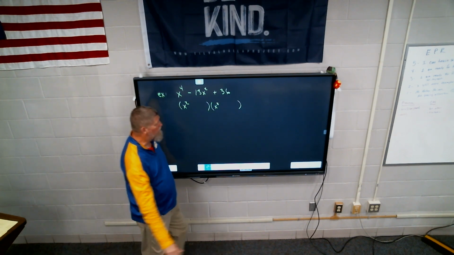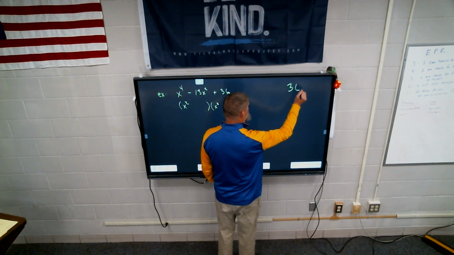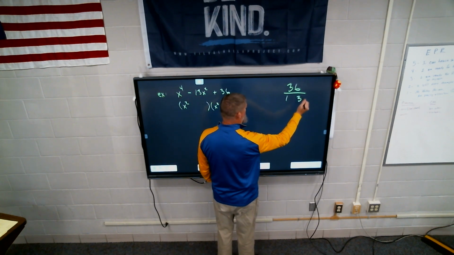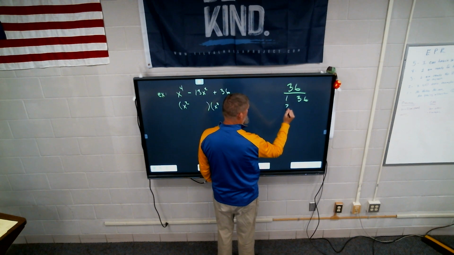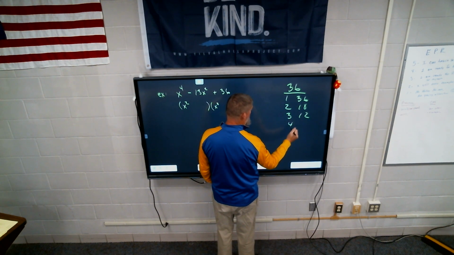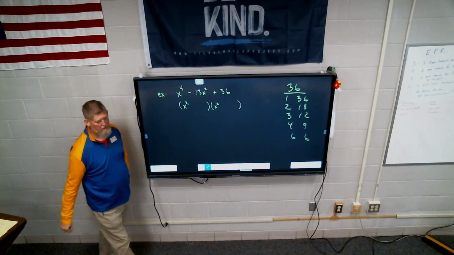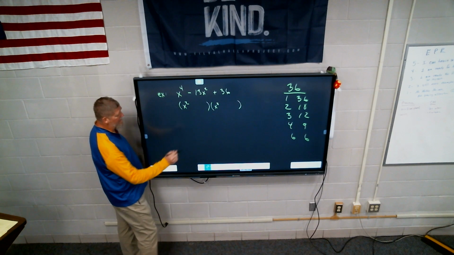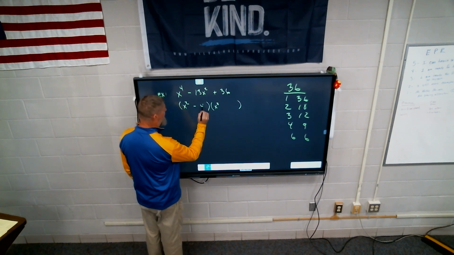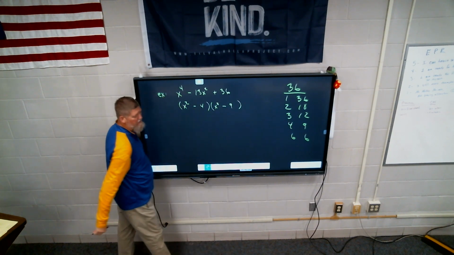All right. What are my factors of 36? What multiplies to equal 36? 6 and 6. And which one does this have to be? 4 and 9, because that adds up to equal negative 13. So I have to go negative 4 and negative 9.